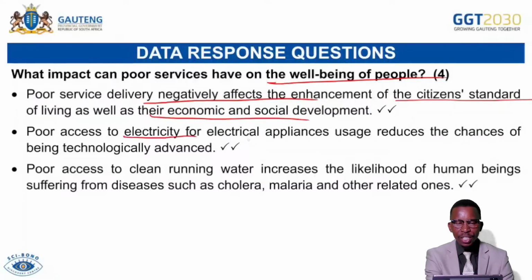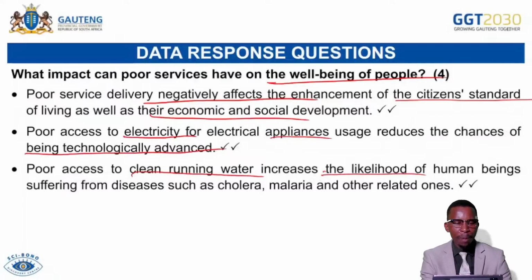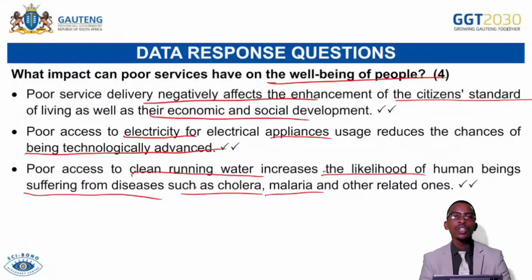Poor access to electricity for electrical appliances usage reduces chances of being technologically advanced. Poor access to clean running water increases the likelihood of human beings suffering from diseases such as cholera, malaria, and other related ones.